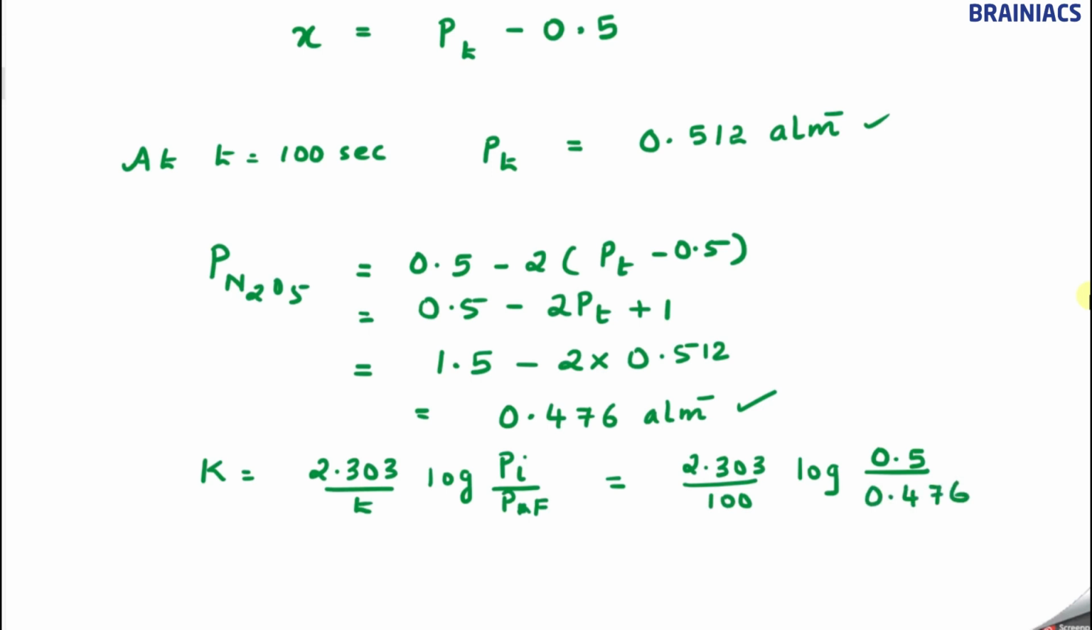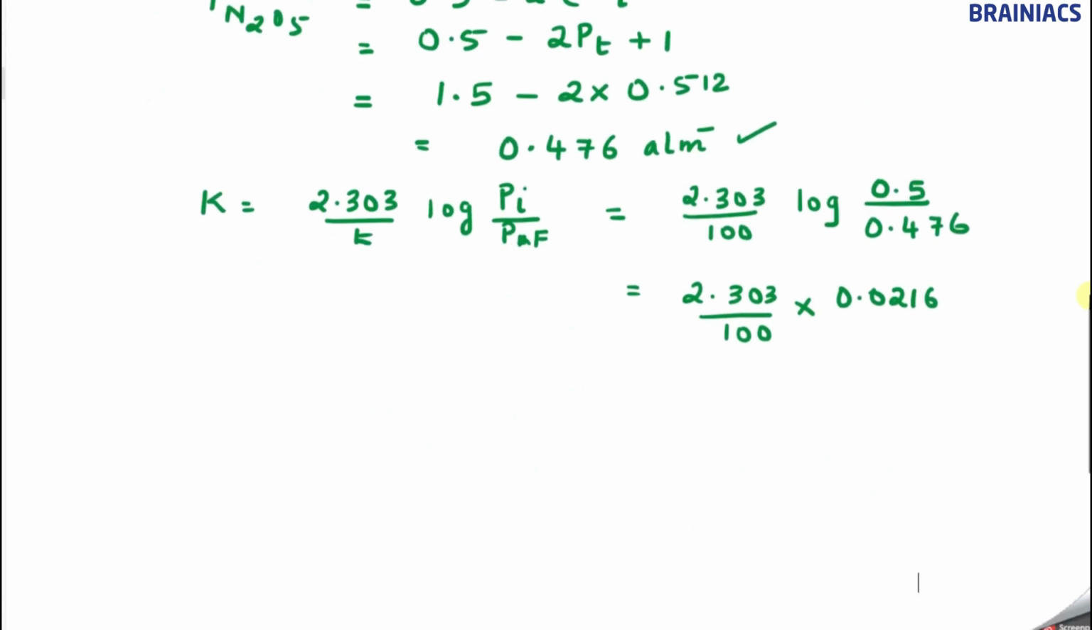So let's now substitute the values and find the answer. 2.303 by 100 into log 0.5 by 0.476. So that is log 5 minus log 4.76, which will come around 0.0216. If you multiply this, you will get an answer of 4.98 into 10 power minus 4 second raised to minus 1, since it is a first order gas phase reaction.